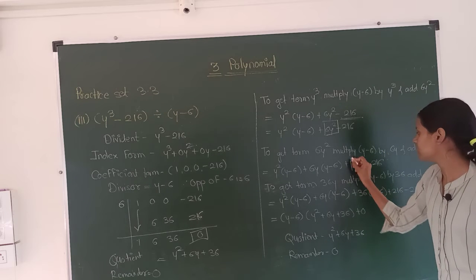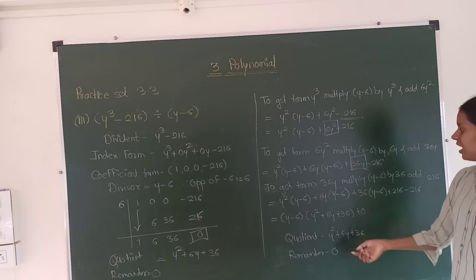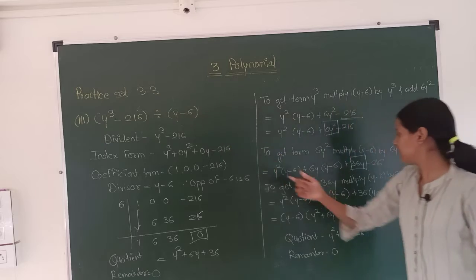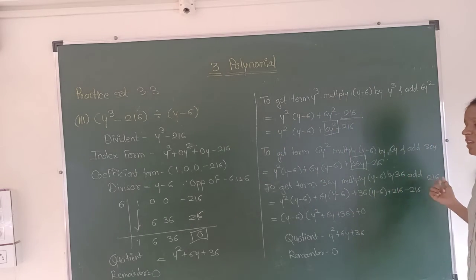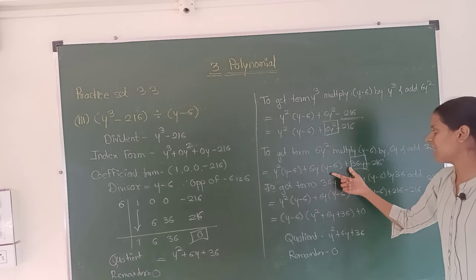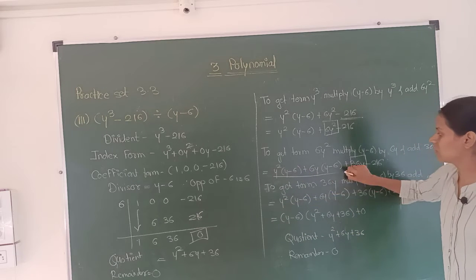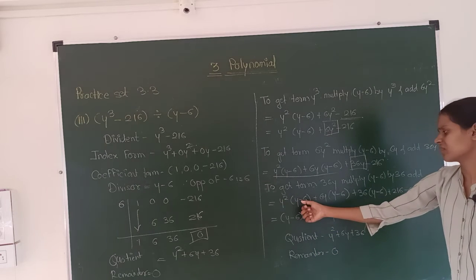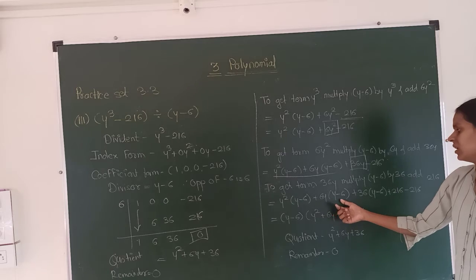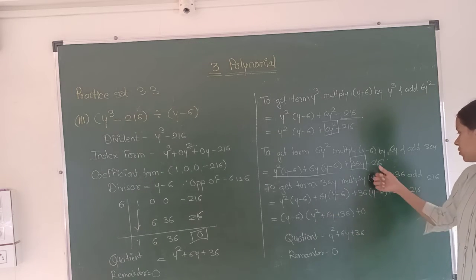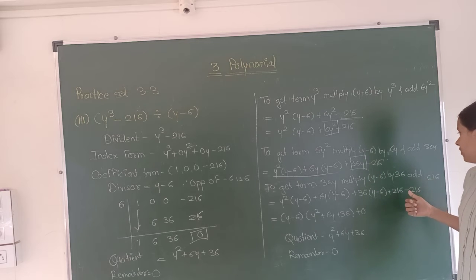Now the term is 36y. To get 36y, we will multiply y minus 6, because y minus 6 is a divisor, by 36, and we will add 216. So we will write up to this term as it is: y square into y minus 6 plus 6y into y minus 6 plus 36y into y minus 6 plus 216, and we will add minus 216 and add 216.